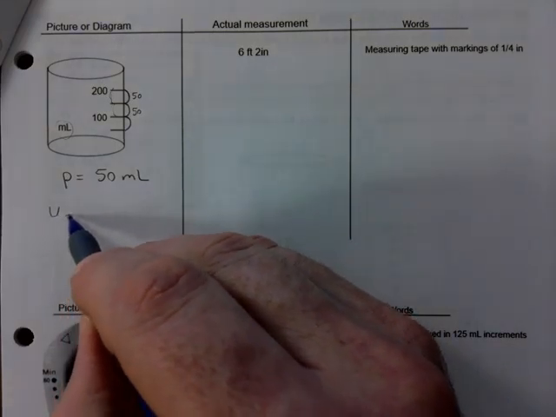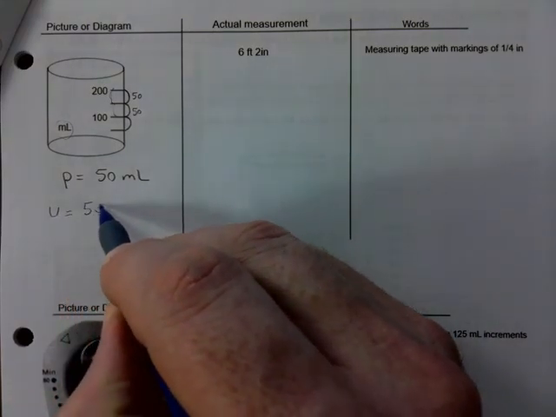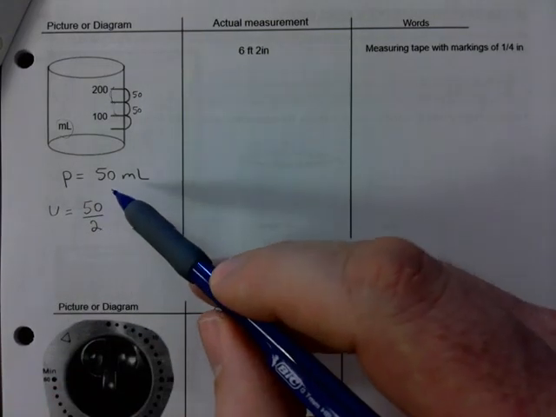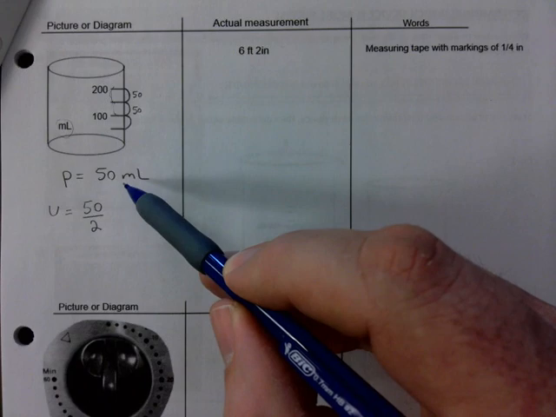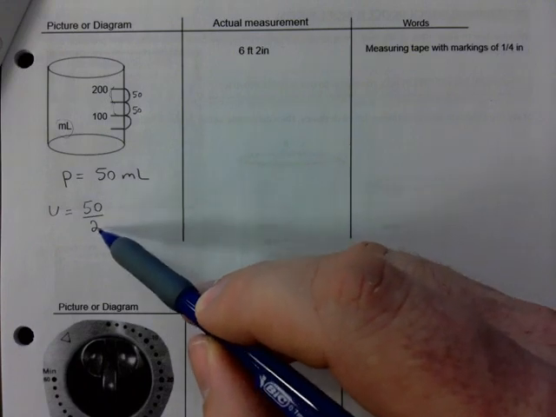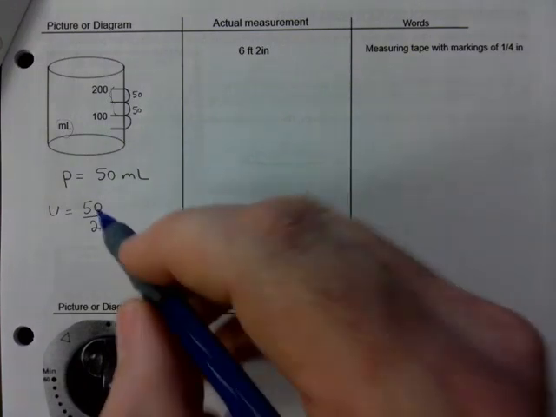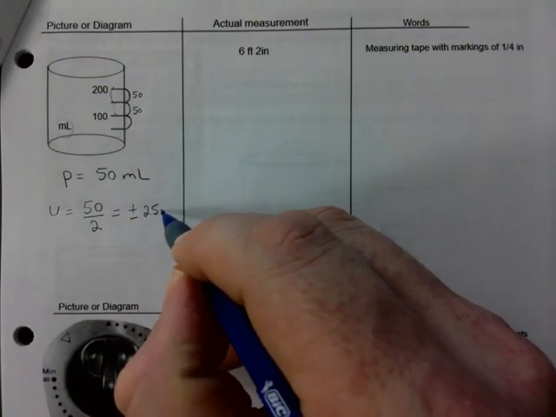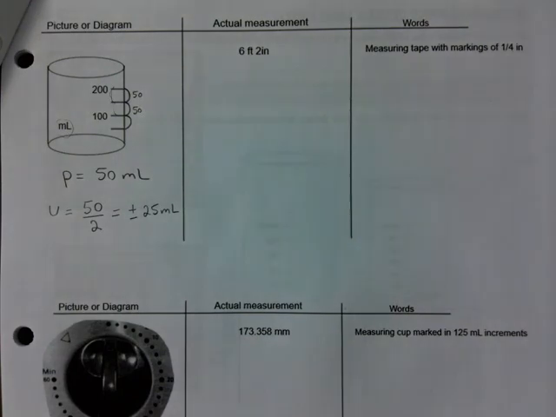My uncertainty is what? Always your precision divided in half. Can I tell you something? If you get your precision wrong, but you divide it in half to get your uncertainty, you're still going to get partial marks. Precision 50, uncertainty 25. Stay with me, okay? You'll get some more time in a bit.